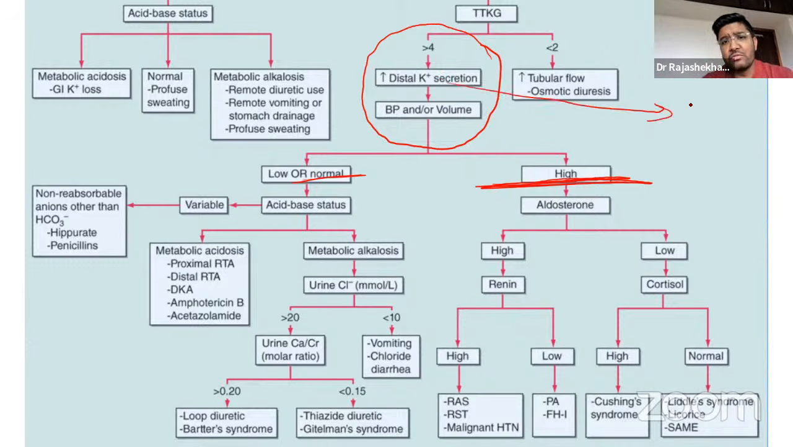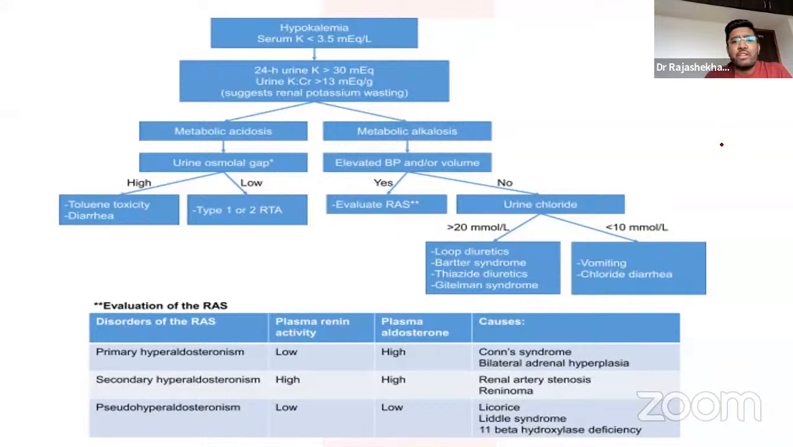Another differential diagnosis approach which I usually follow is, after measuring the blood pressure, just check the acid base status, because there are conditions associated with hypokalemia and metabolic acidosis, and hypokalemia and metabolic alkalosis. So if you see here, after confirming the renal potassium wasting, this particular flow has been mentioned in the Journal of the American Society of Nephrology. So this is a very simple one to practice. After measuring that, just measure the acid base status.